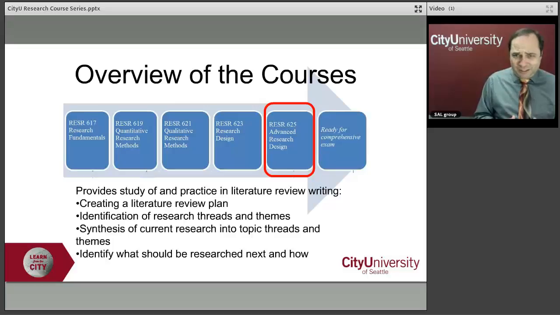This is the research series. And after this is done in the course, if your doctoral program has a comprehensive exam, you would then take that comprehensive exam. If your doctoral program doesn't, then of course your next step would be moving on directly to the dissertation studies. And that's a different presentation, getting set up for the dissertation.